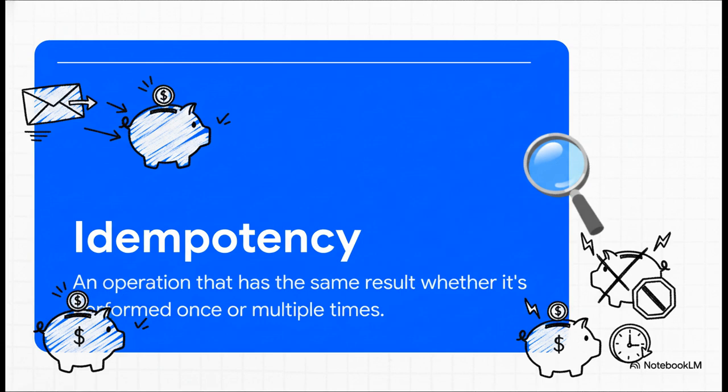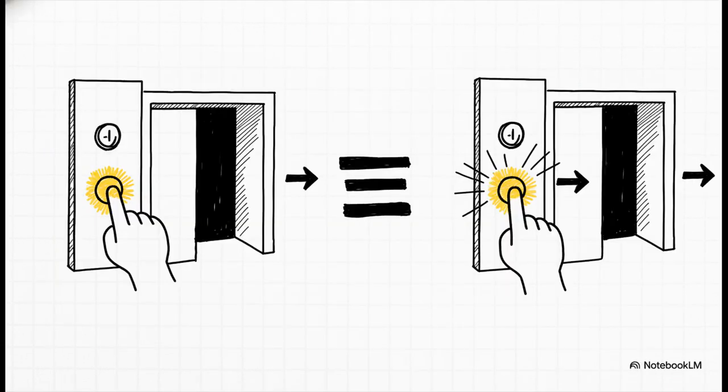Most of these systems guarantee at least once delivery, meaning sometimes a message might get sent twice. Now, if that message is "deduct $100 from this account," getting it twice is a disaster. An idempotent operation makes sure that doing something 5 or 10 or 100 times has the exact same result as doing it just once.